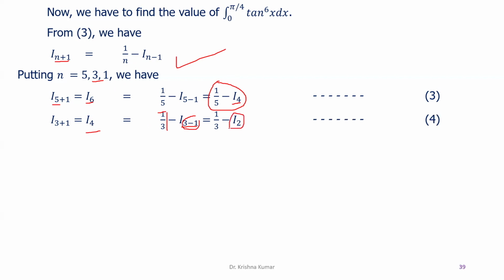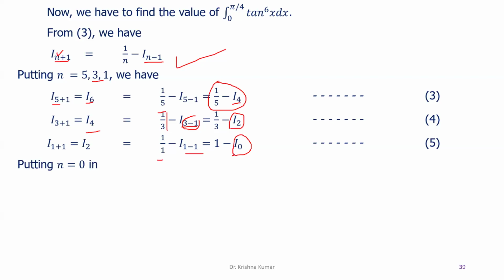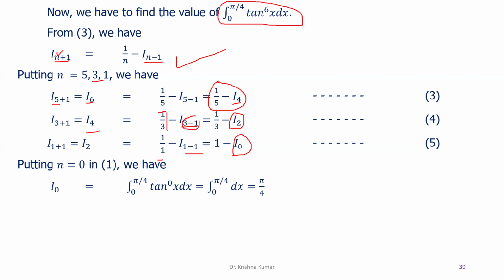Let us again try to find out the value of I2. For this purpose, we have to put n equal to 1 over here. So I_{1+1}, which is I2, gives us 1 upon 1 minus I_{1-1}, because n is equal to 1, so 1 minus I0. So how to find the value of I0? Since we have n equal to 0, we have to put n equal to 0 in equation number 1. What is equation number 1? It is nothing but I_n equal to the integration of tan^n x dx under the limit 0 to pi by 4. So we have to put n equal to 0 over here.